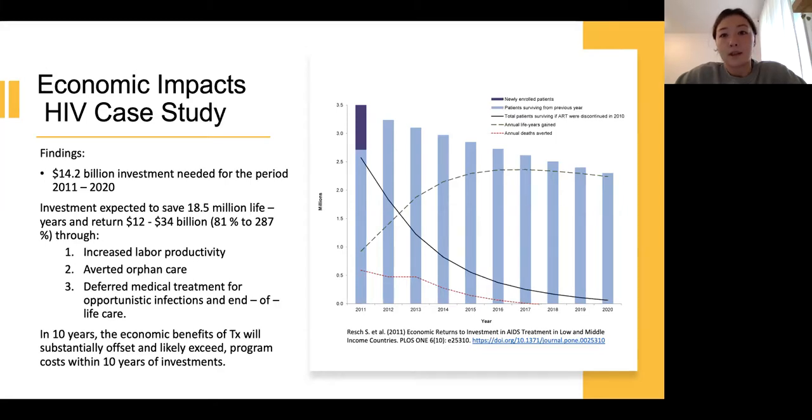Looking at the figure to the right, the black line represents the 2.5 million patients who would not have survived if the antiretrovirals were discontinued in 2011. It also indicates the averted deaths in red, the annual life years gained in green, and the total number of patients surviving from previous years in the blue bars. The main takeaway from this study is that although there's a hefty cost associated with investing in treatment, it eventually offsets and likely exceeds costs through saving millions of lives.